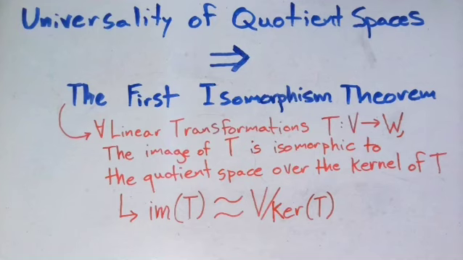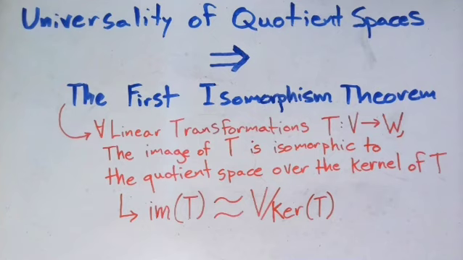In this video, we're going to see another example of how category theory can be used to prove results in more concrete and elementary areas of math. In this case, we're going to take a look at another example from linear algebra, and we're going to see here that the universality of quotient spaces is actually able to prove directly the first isomorphism theorem.